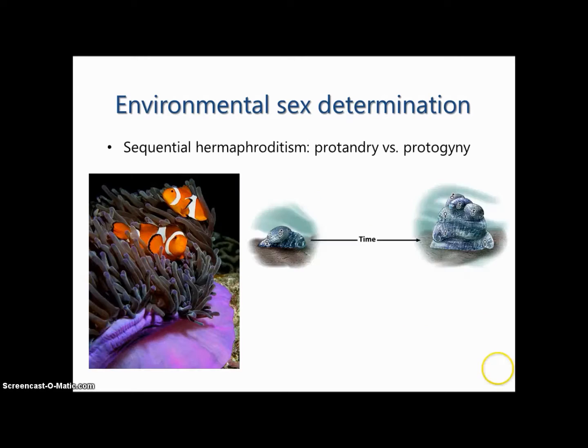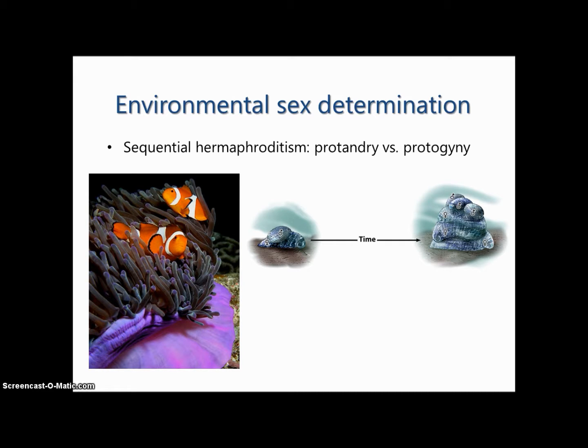Another type of environmental sex determination is not necessarily temperature dependent, but involves social environment. So one example is sequential hermaphroditism, where in some fish and invertebrates, individuals begin life as one sex, and then at some point they switch, often due to some social environmental cue.